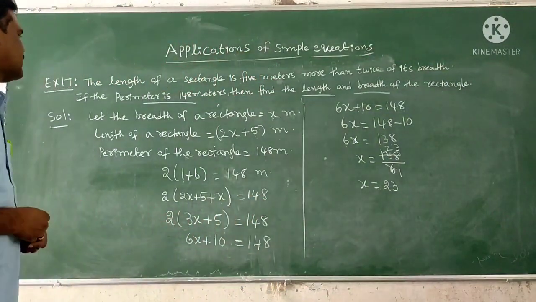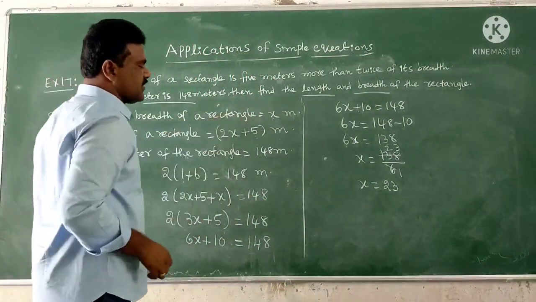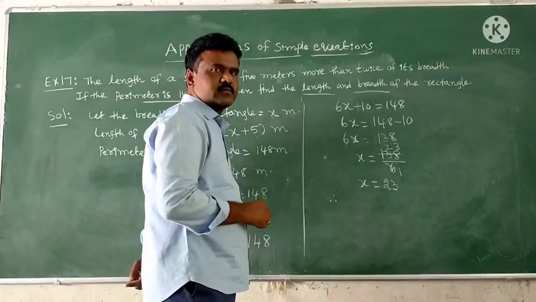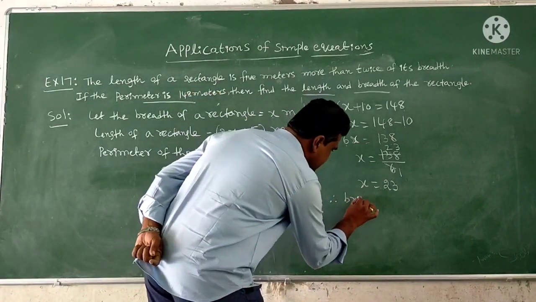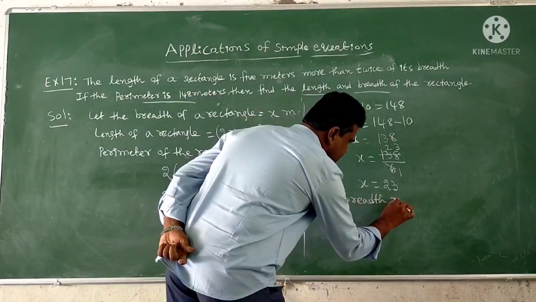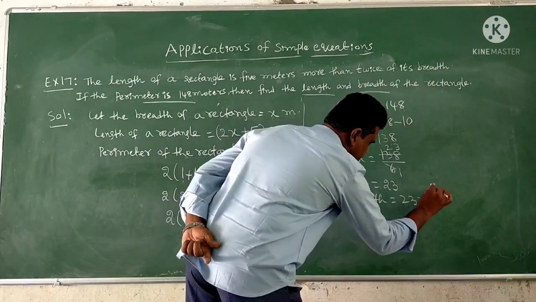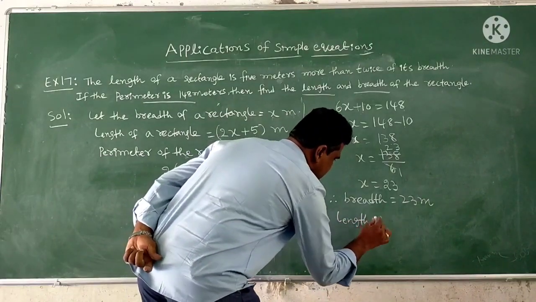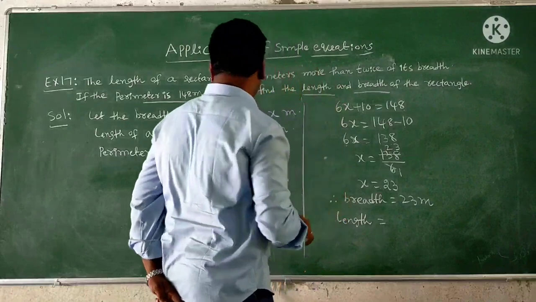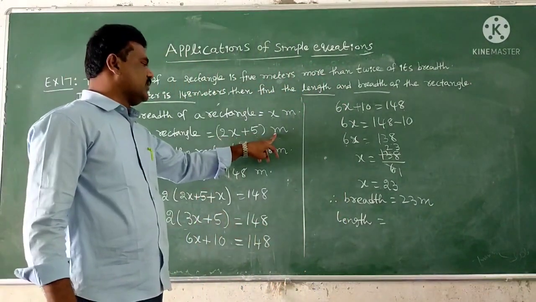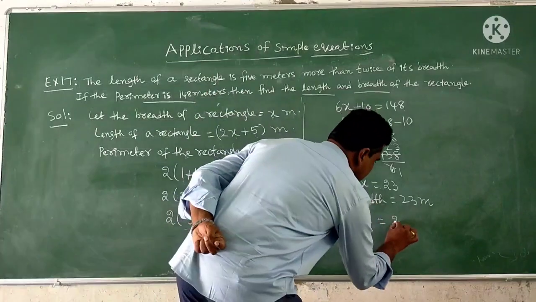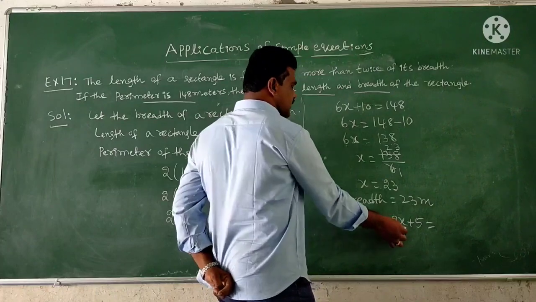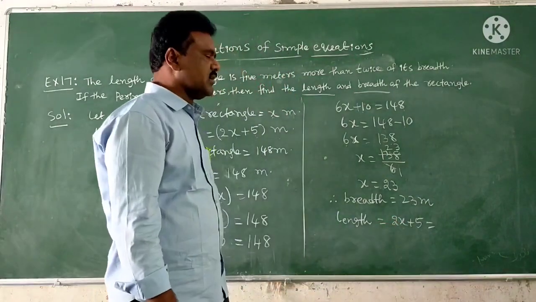What is x? X means the breadth of the rectangle. X is equal to 23 is the breadth of the rectangle. Therefore, breadth of the rectangle is equal to 23 meters. Then the length of the rectangle. What is the length? 2x plus 5 meters. Substitute 23 for x.